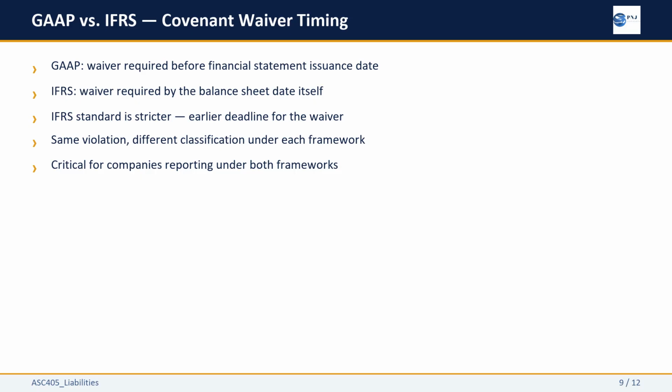Most people assume GAAP and IFRS align on covenant waivers, but they do not. Under US GAAP, a waiver obtained after the balance sheet date, but before the financial statements are issued is enough to keep the debt non-current. Under IFRS, you need the waiver in place by the balance sheet date itself. The later issuance date does not help you. This means the same covenant violation with the same waiver obtained in, say, February could produce different balance sheet classifications depending on which framework you are under. For companies reporting globally, this distinction is critical to get right.